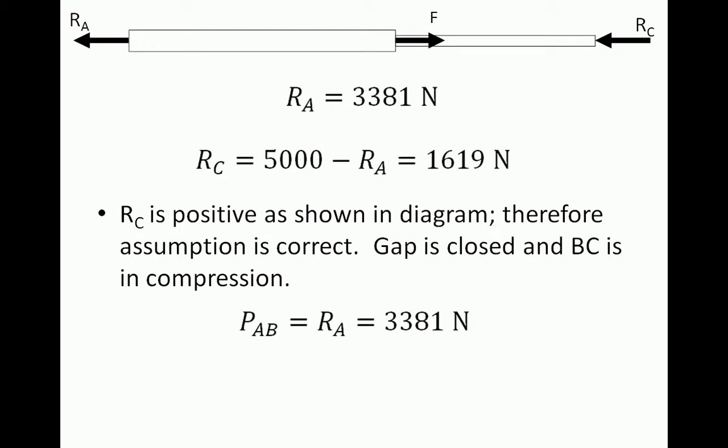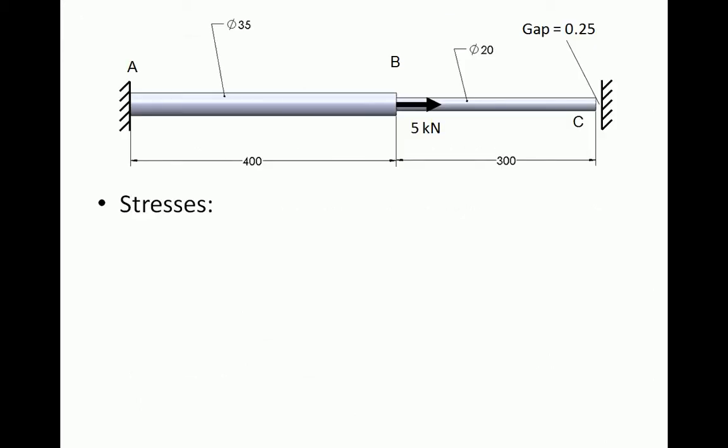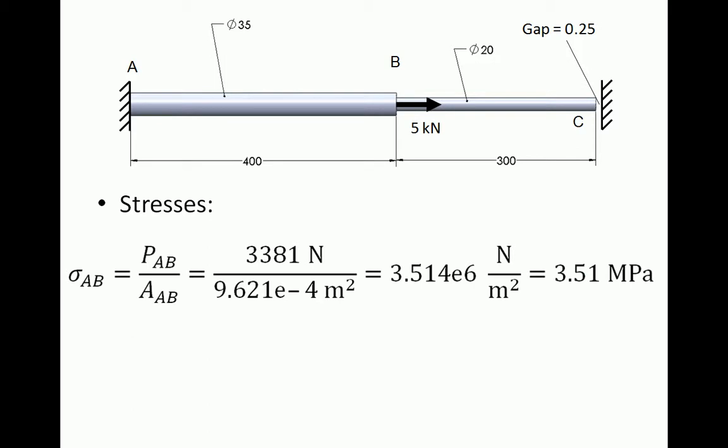Now, to be able to calculate the stresses, of course, we have to go back to the internal forces. Remember that the force in the left segment AB is simply equal to the reaction force at the left, or 3,381 newtons. We also saw that in the segment BC our axial force, our internal force, was R of A minus F, so it's minus 1,619 newtons. So again, tension on the left side, compression on the right side. To calculate the stresses, we simply divide by the cross-sectional area. And again, we're using consistent units all the way through, so our stress comes out in newtons per meter squared, which is a Pascal.